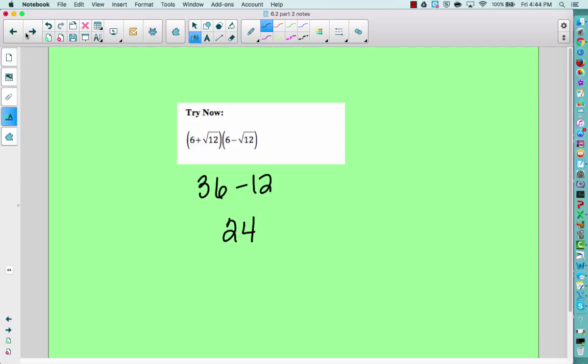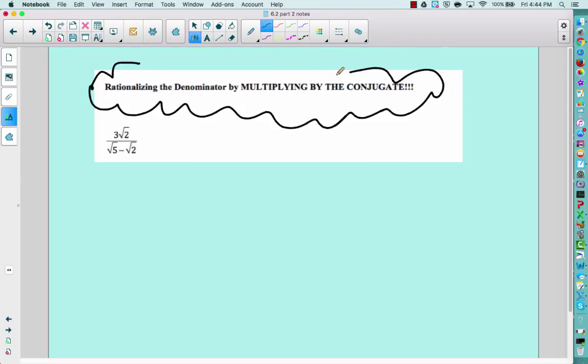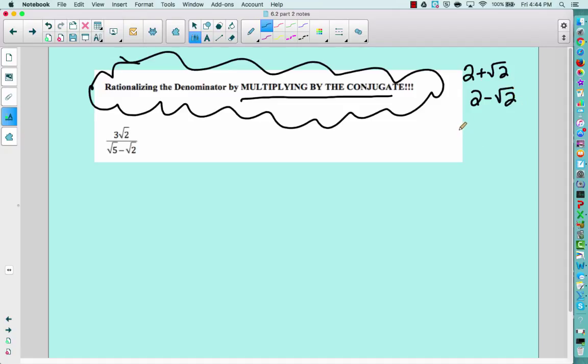All right, last thing. Rationalizing the denominator. I know, our favorite. We rationalize denominators that have expressions in there by multiplying by the conjugate. So as a reminder, the conjugate of 2 plus root 2 is 2 minus root 2. The conjugate of root 5 minus 1 would be root 5 plus 1. So I look at this expression, I multiply by the conjugate. The conjugate is root 5 plus root 2, root 2 over root 5 plus root 2.